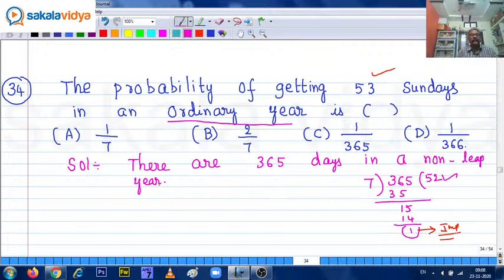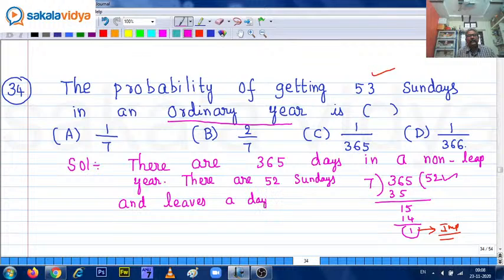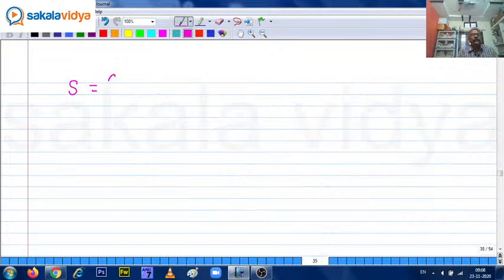So now we can write, there are 52 Sundays and it leaves a day. This day is very important. What are the possible values for the day? That we need to write. So possible means, let us write S equals, it may be Sunday, Monday, Tuesday, Wednesday, Thursday, Friday, or Saturday.